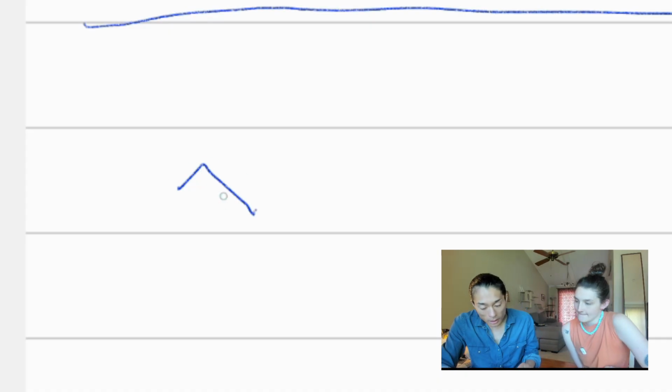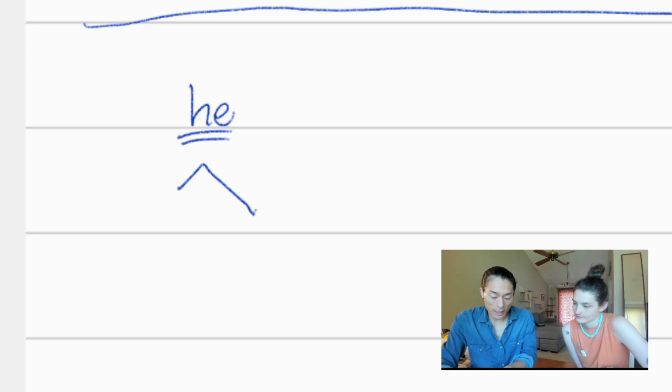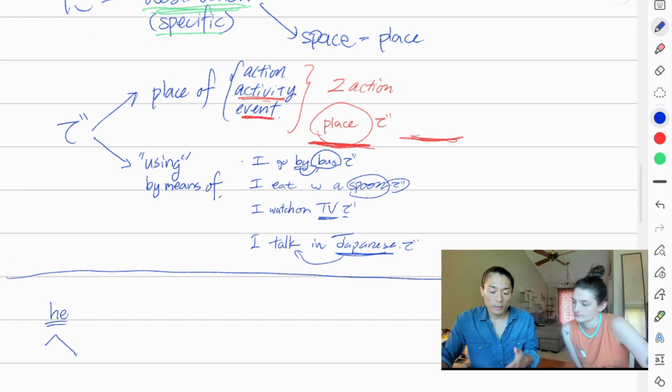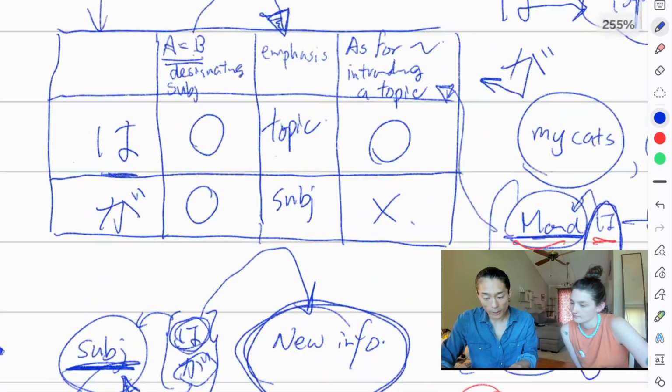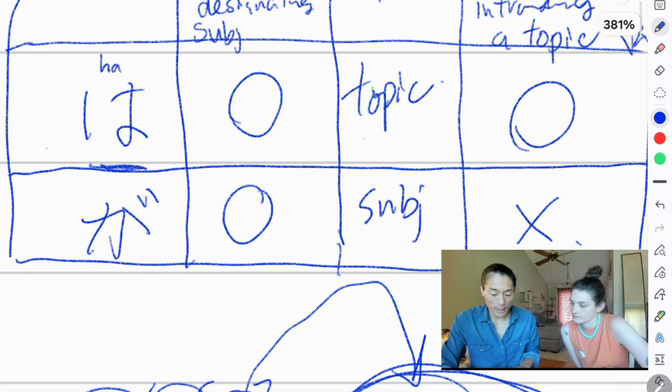All right, we're gonna learn the particle e. This one, we write this as he. This character itself is he, but then it's similar to the particle wa, where we write it as ha, right? This character itself is ha, but when we use it as a particle, we have to change it to wa.